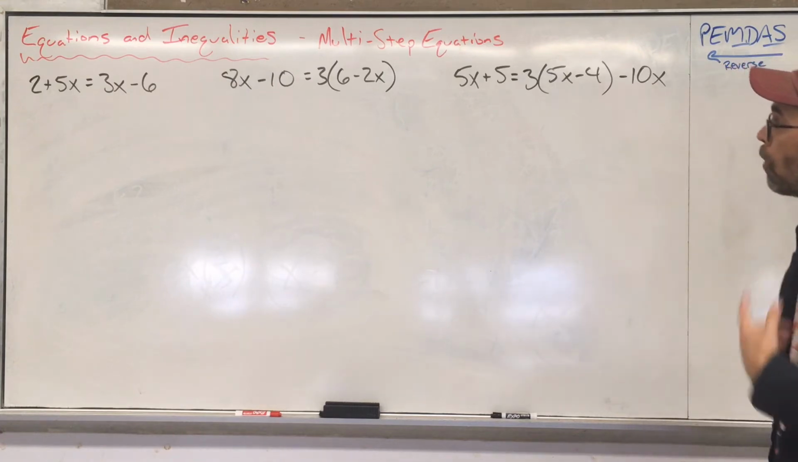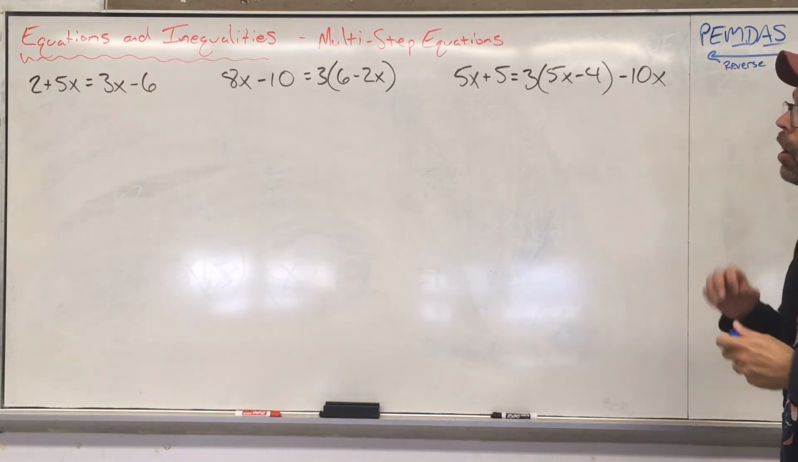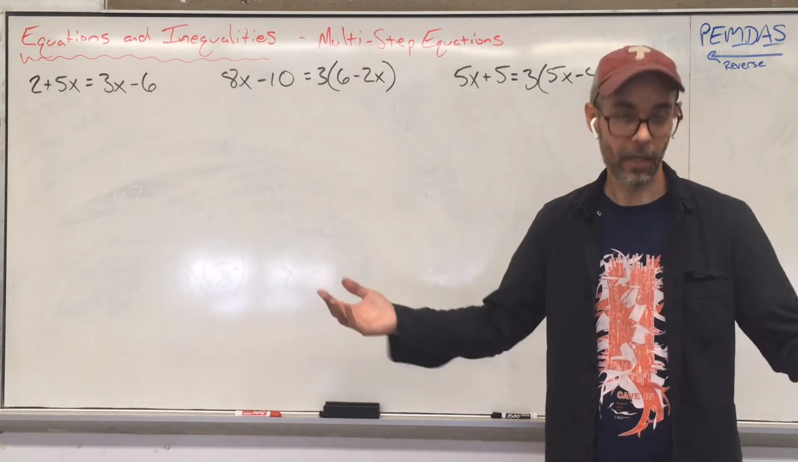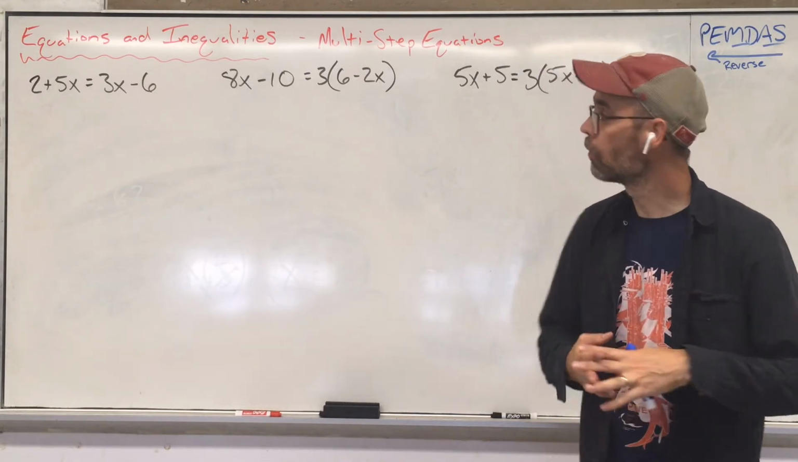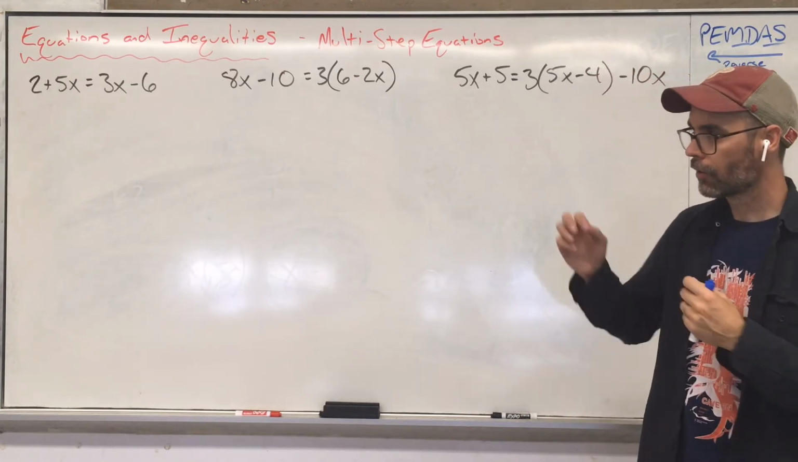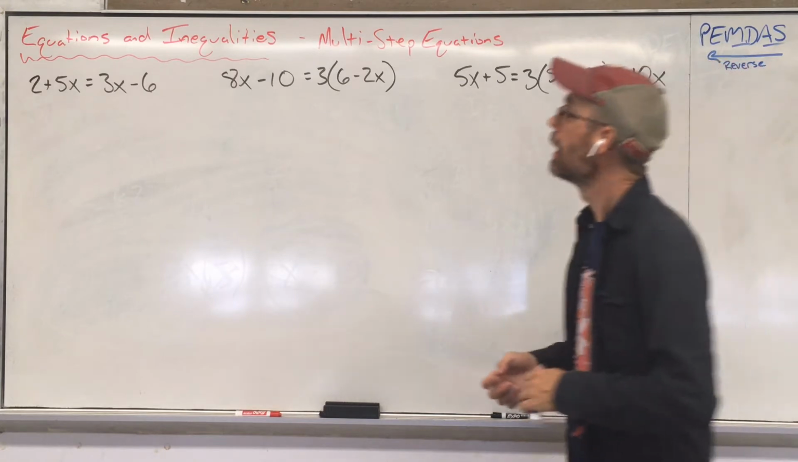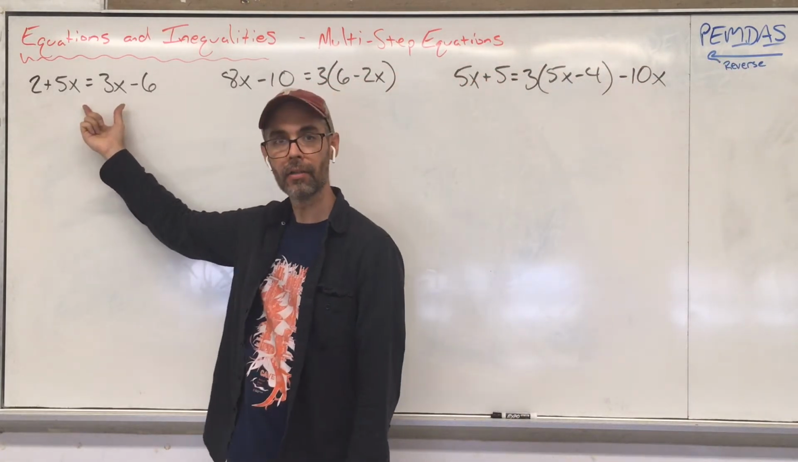Hi, so we're going to look at multi-step equations today. Multi-step equations means that there are multiple steps in order to get our variable alone. And now you're going to notice sometimes we may have more than one variable. It could be the same thing, but just on both sides of the equal sign.